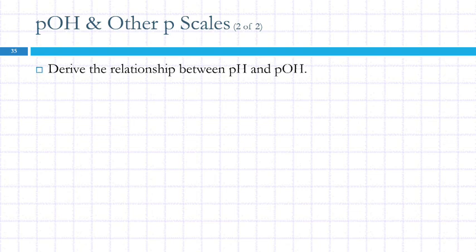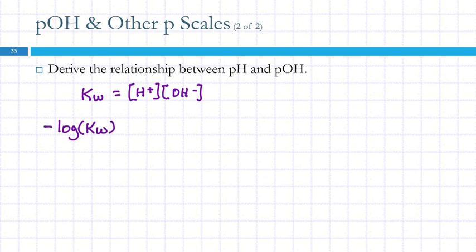Derive the relationship between pH and pOH. I'm not going to make you do this. I'm just going to show it to you. Kw is equal to the hydrogen ion concentration times the hydroxide ion concentration, right? I'm going to take the log of both sides. I'm actually going to take the negative log of both sides.